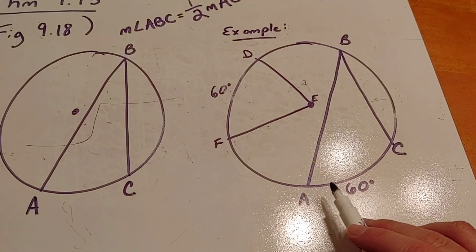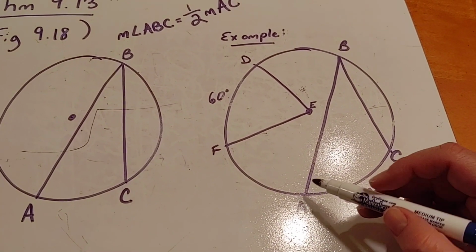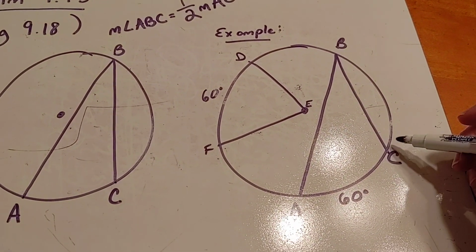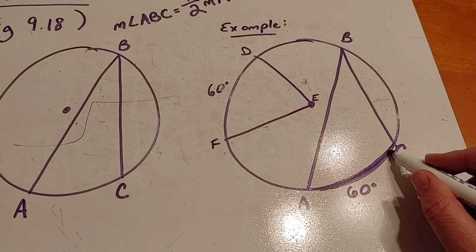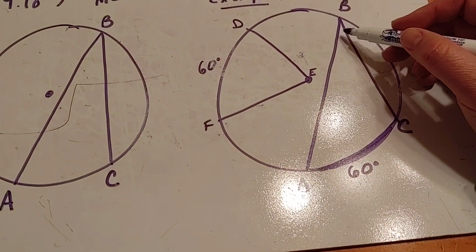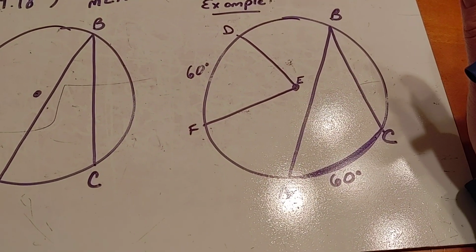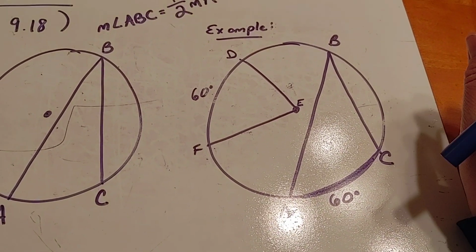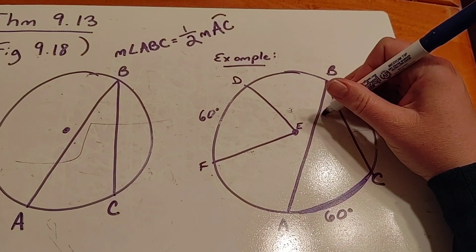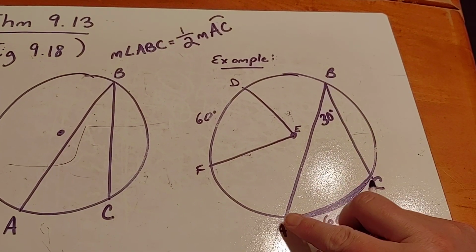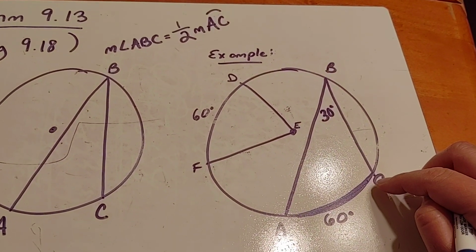Now, I drew another inscribed angle for you right here, and I again called it angle ABC. Now, if I'm telling you that the intercepted arc is 60 degrees, how big is this angle? Now, if you want to say 60, don't, because this is not a central angle, this is an inscribed angle. So this angle is only 1/2 the size of this. So the actual answer is 30 degrees. Measure of angle ABC, 30 degrees.